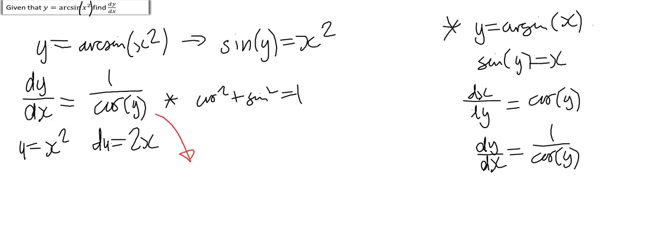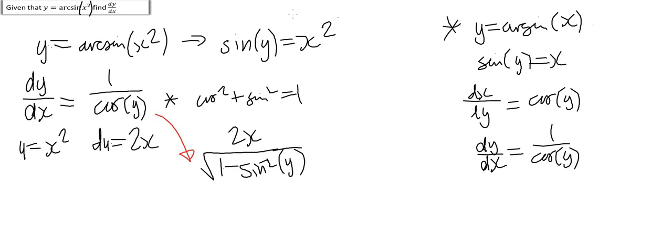So I can replace this cos with the square root of 1 minus sine squared of y. Okay, so that's what I've now replaced. And now I can multiply it by du. So I've got 2x times that, and remember, basically we multiply the numerator.